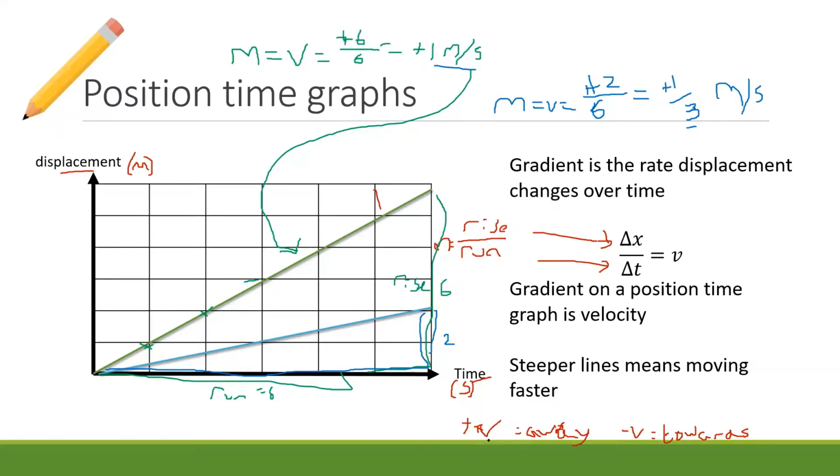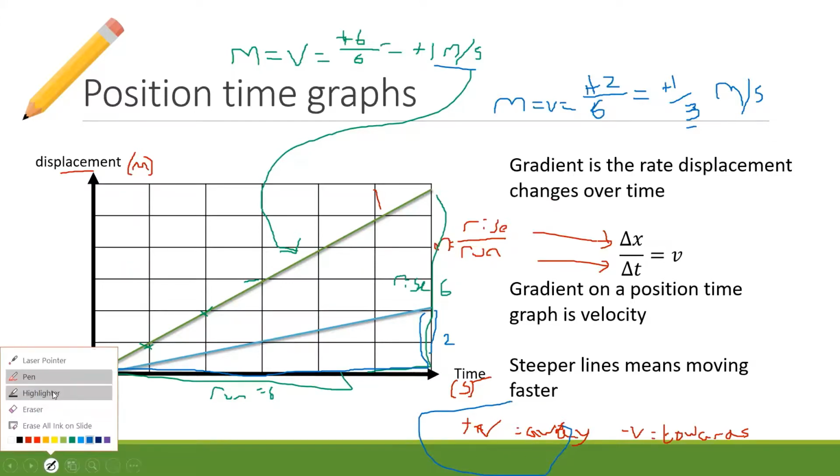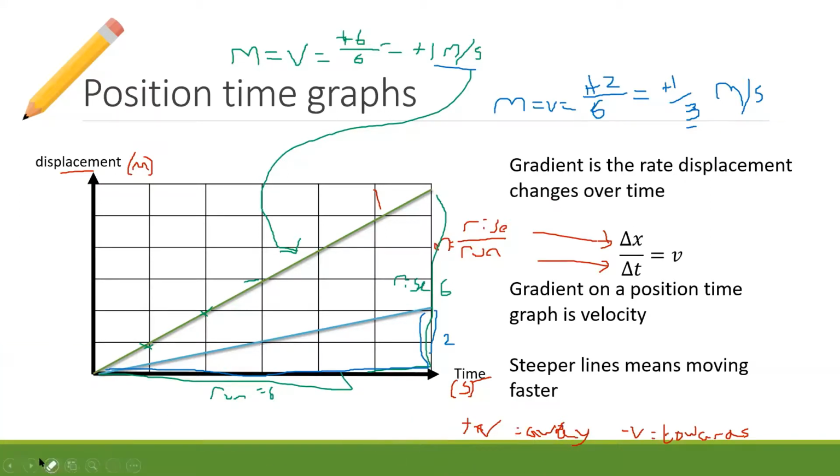Their velocity, where is that? Let's read down the bottom here. They're both positive. They're both moving away. So that's what the gradient does. The gradient is a change in displacement over time, which is the same as velocity.